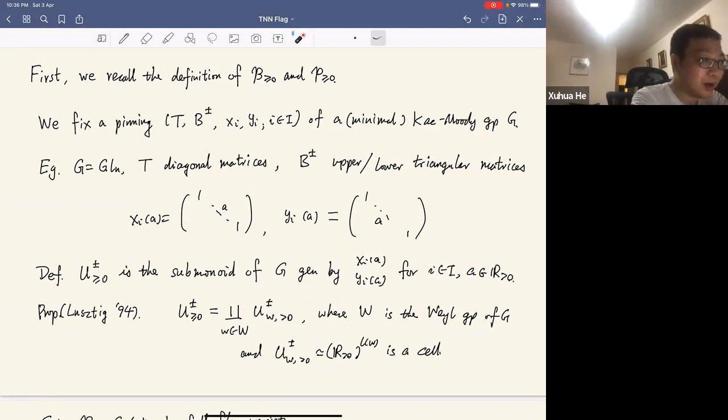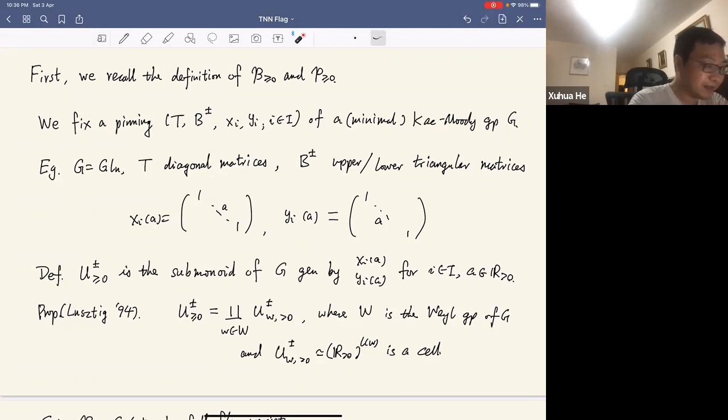And so we start from this pinning, then we can define the totally non-negative part of the unipotent radicals U plus and U minus. So here the U plus totally non-negative is the submonoid of G generated by x_i(a), where i runs over all the simple roots, and a are just all the positive real numbers. And similarly, if you change the plus to minus, the U minus totally non-negative is the monoid generated by y_i(a).